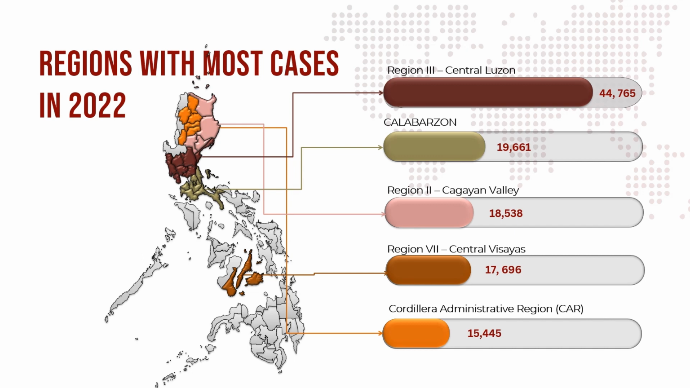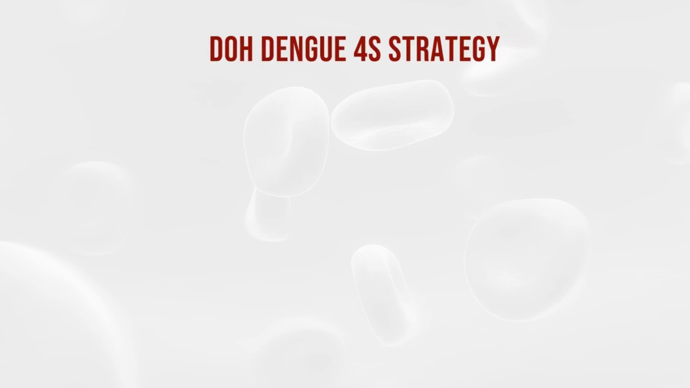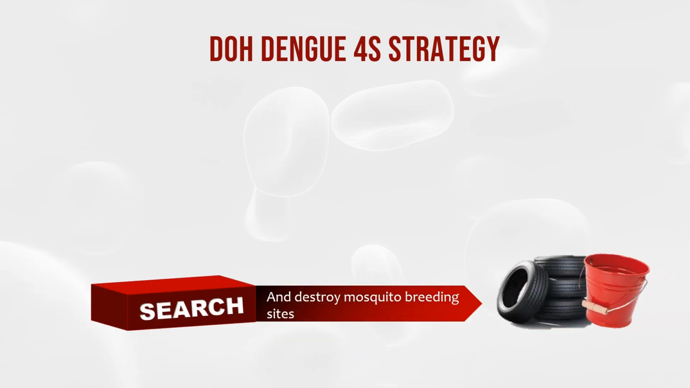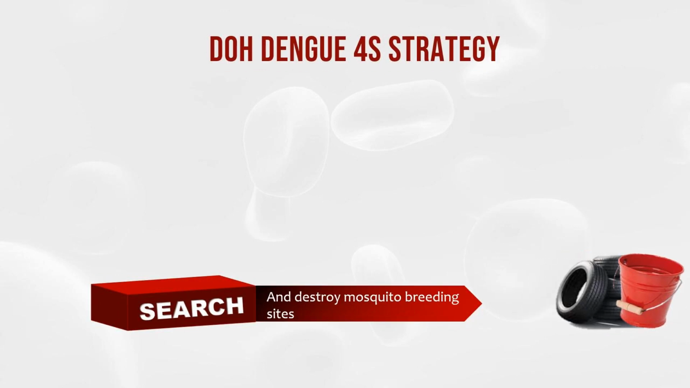Now, in order to prevent dengue, the Department of Health had launched a campaign which they called the Dengue 4S strategy. What does the 4S stand for? The first S stands for Search and Destroy Mosquito Breeding Sites. These could be on buckets, gutters, trash cans, old tires, or any container that holds stagnant water where the mosquito can lay their eggs.